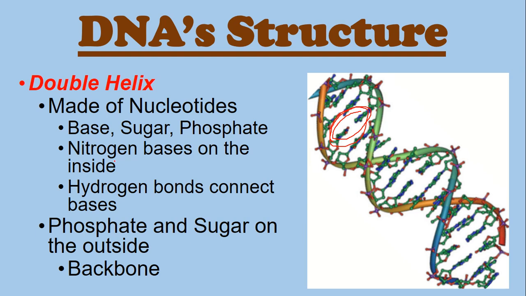There are hydrogen bonds connecting the two bases on each side. The phosphates and the sugars are on the outside of the bases, and they make up what we call the backbone. If you think of it like a ladder, these outside vertical lines would be the phosphates and sugars, and the inside horizontal lines are the bases.